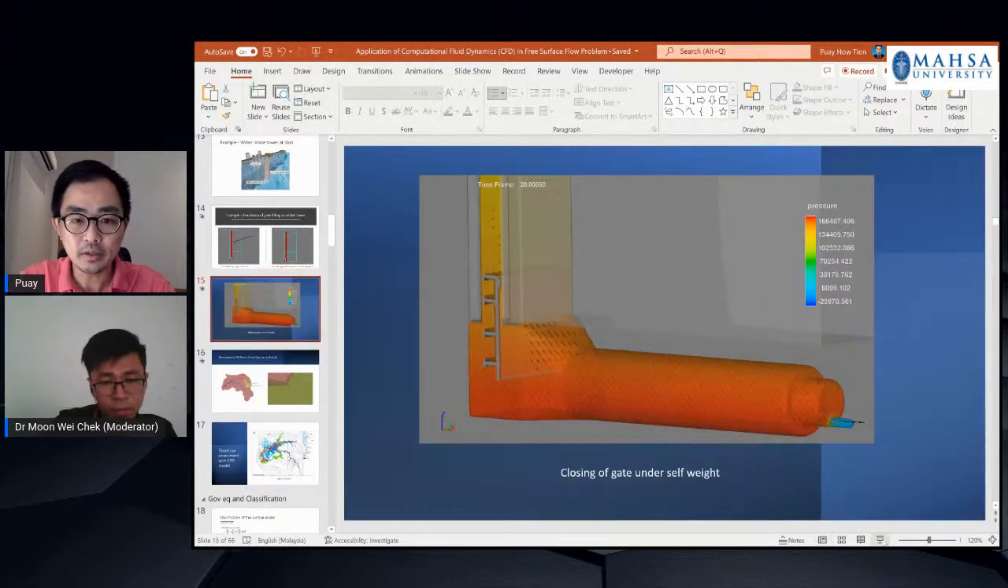We can also use the same model to see if the gate can close by itself under its own weight. Due to the hydrodynamic force underneath the gate, it is sometimes difficult to close the gate under its own self weight. So we have to make sure that the gate can close under its self weight. If not, then we have to do something mechanically to ensure that the gate can be closed. So we can use CFD to investigate this phenomena.